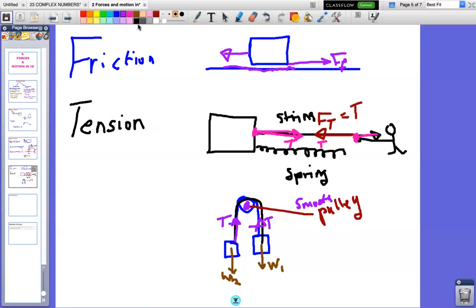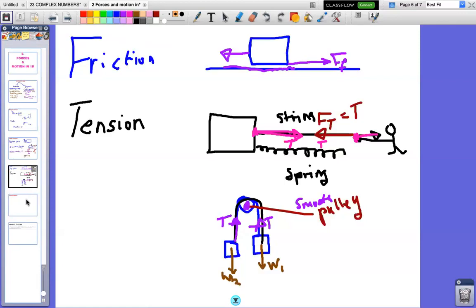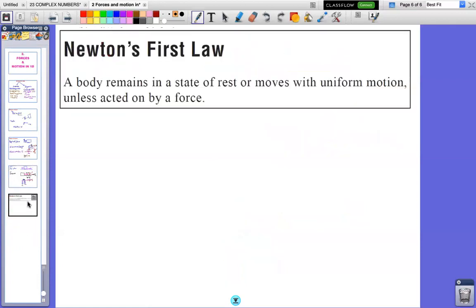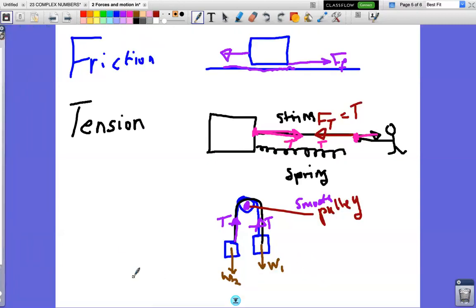Is there another force I forgot? Anna? Resultant force. Oh, very, very good thinking.